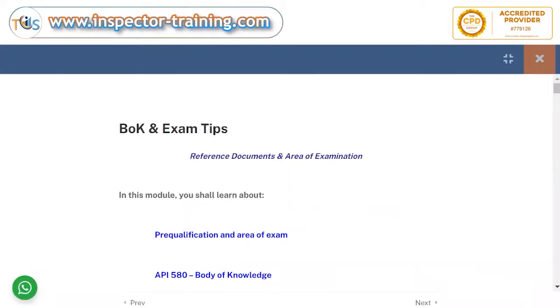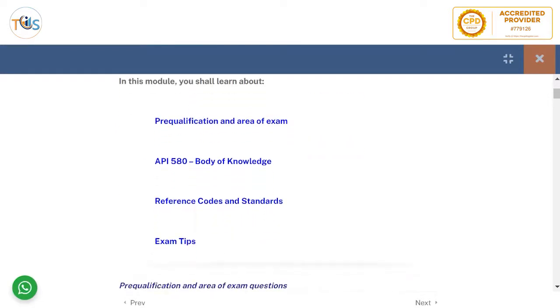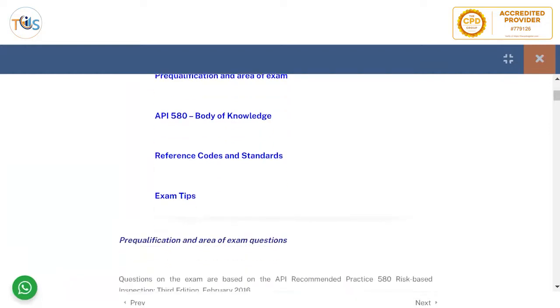Module 2 of API 580 Risk-Based Inspection Training course. We shall be covering the body of knowledge, reference documents, and area of examination, followed by some exam tips. So in this module, we shall learn about pre-qualification and area of exam, API 580 body of knowledge, reference codes and standards, and some exam tips.